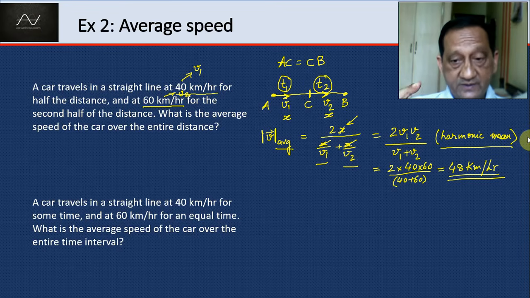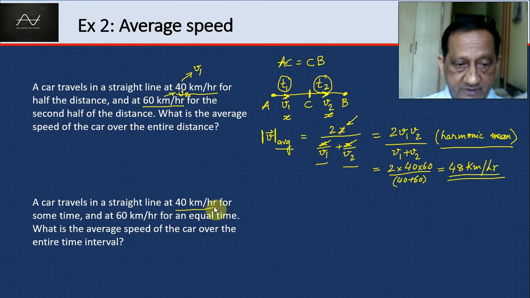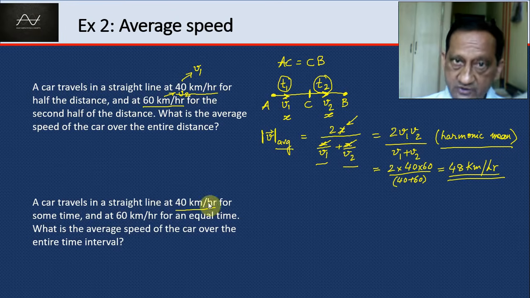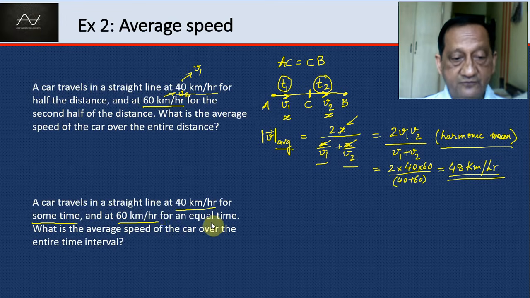But the point is, the average speed didn't turn out to be 50 kilometers per hour. 40 and 60, it did not turn out to be 50, the average. But in the second case, it will turn out to be 50. In the second case, same car going at 40 kilometers per hour, but not equal distances, equal times. It goes in a straight line at 40 kilometers per hour for some time and at 60 kilometers per hour for an equal time, what is the average speed over the entire time interval?